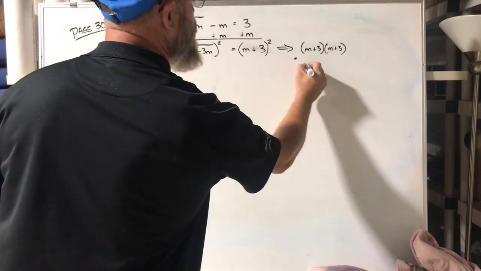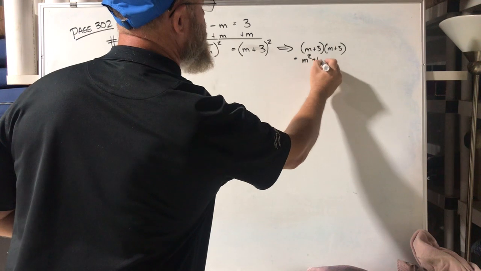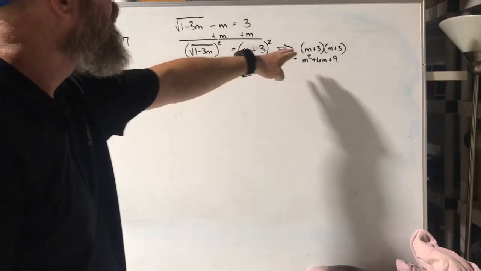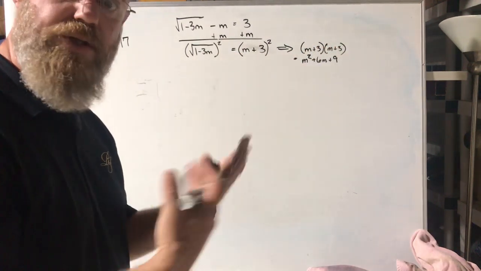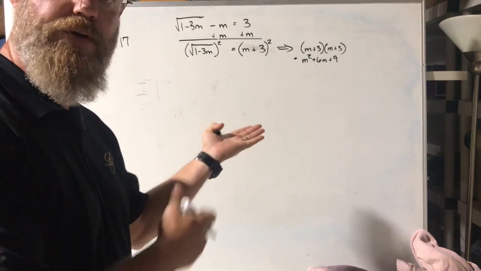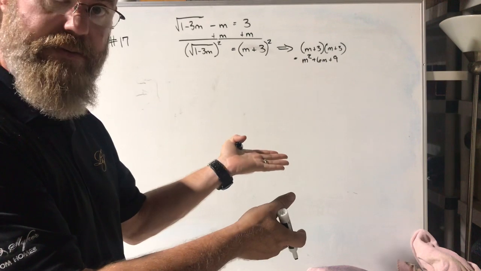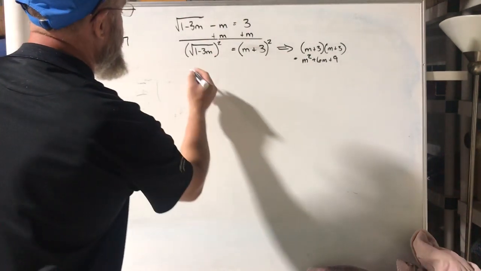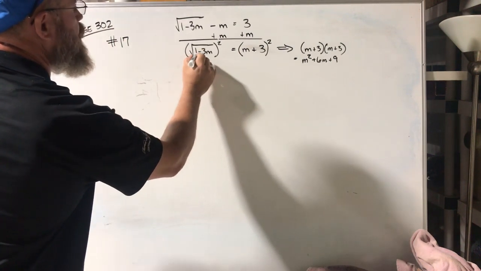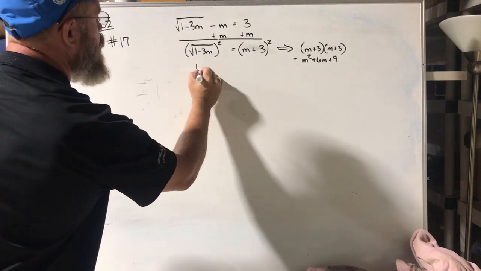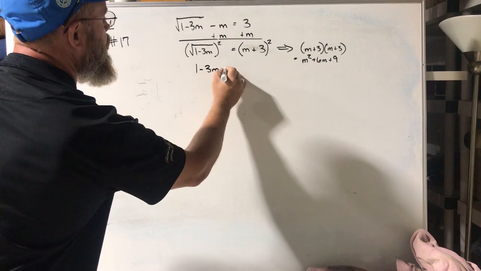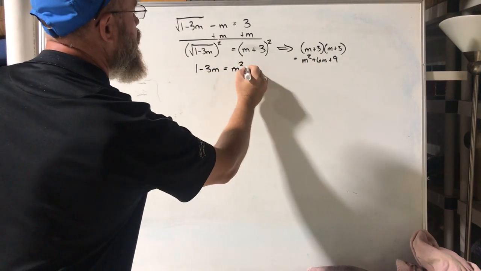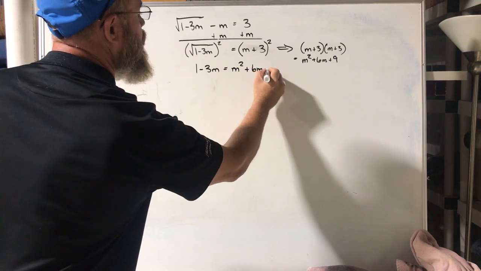And that equals m squared plus 6m plus 9. We get that by foiling m plus 3 times m plus 3. We just use FOIL, F-O-I-L: first, outside, inside, and last. Okay, we learned that earlier in the year. So when I square it, my square root of 1 minus 3m becomes 1 minus 3m, and that's going to equal m squared plus 6m plus 9.